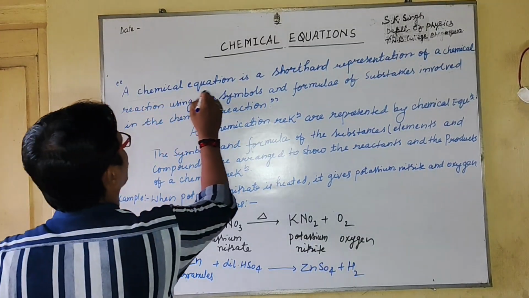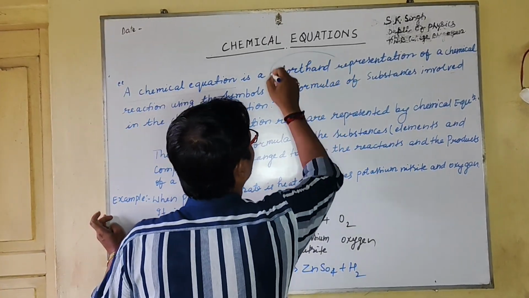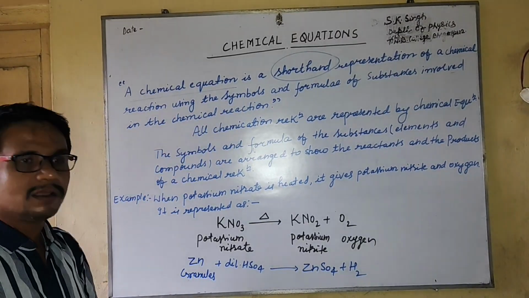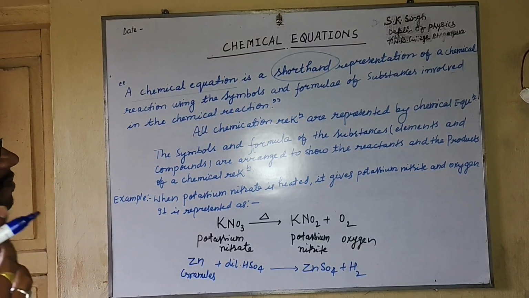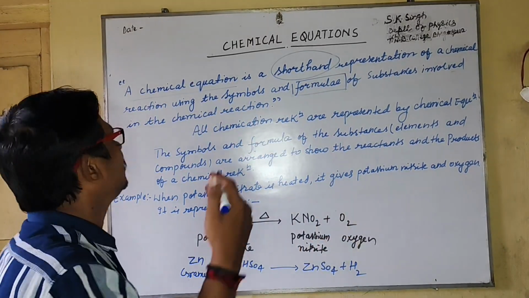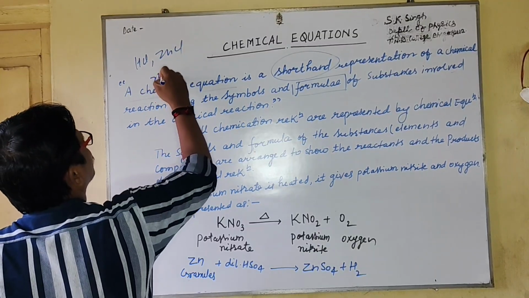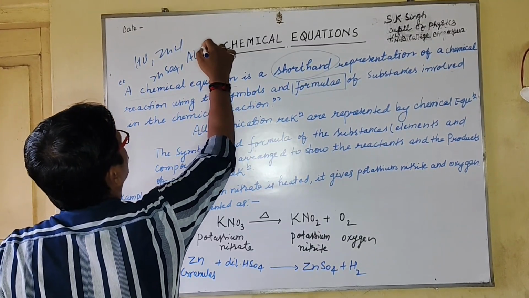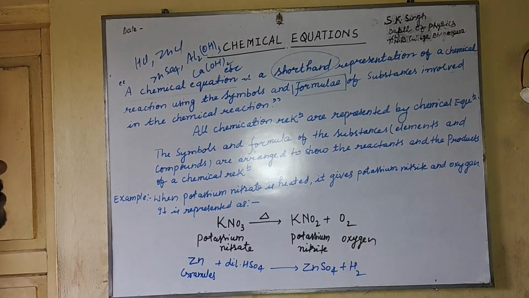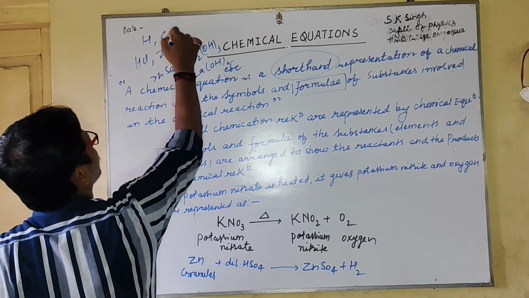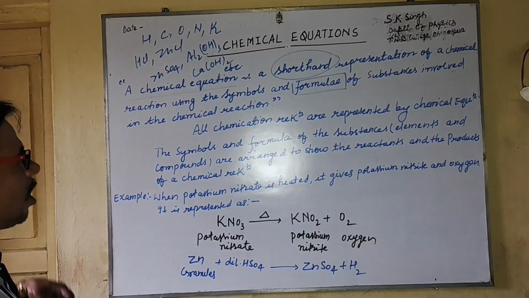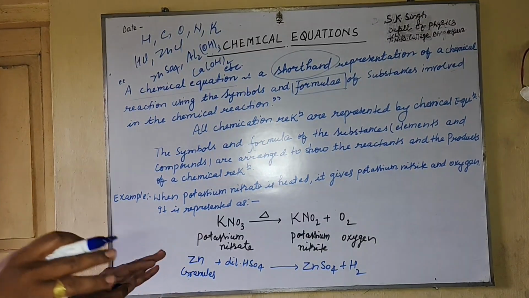So a chemical equation is a shorthand. Shorthand means it represents the chemical reaction using symbols: the symbols of elements, the symbols of compounds, and the formulas of substances, like HCl, ZnCl2, H2SO4, ZnSO4, Al(OH)3, Ca(OH)2, etc. So these shorthand representations are symbols like hydrogen, chlorine, oxygen, nitrogen, potassium, etc. These are the symbols, and these are the formulas of substances involved in the chemical reaction.